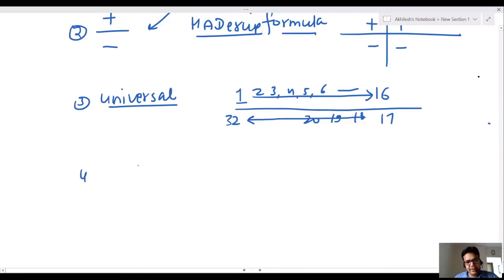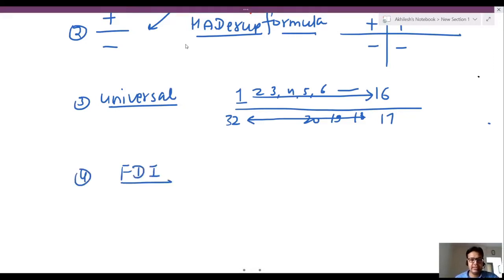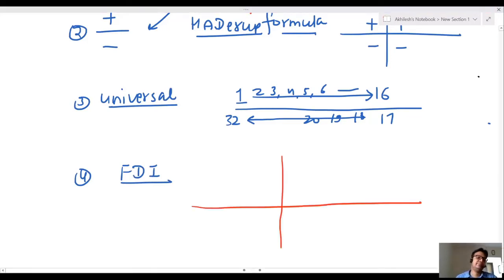What do we do in the FDI formula? This is four quadrant. Same. This is quadrant number one. This is quadrant number two. This is quadrant number one. This is quadrant number two. This is quadrant number four, three. This is four quadrant here.